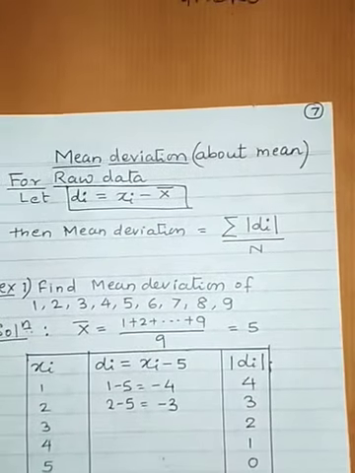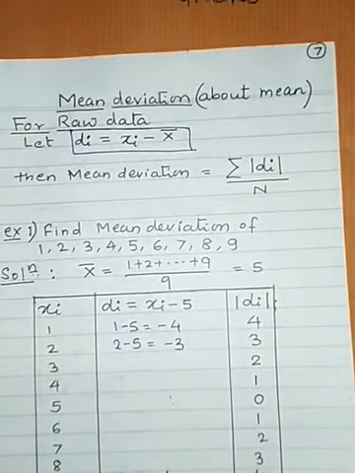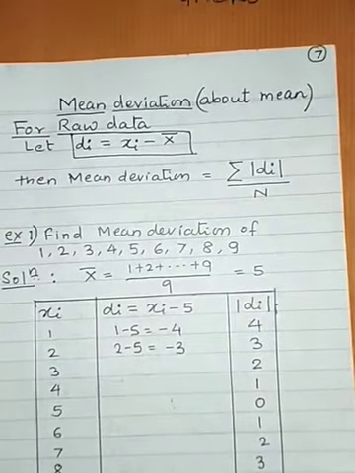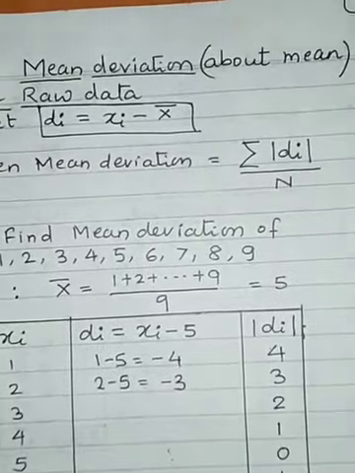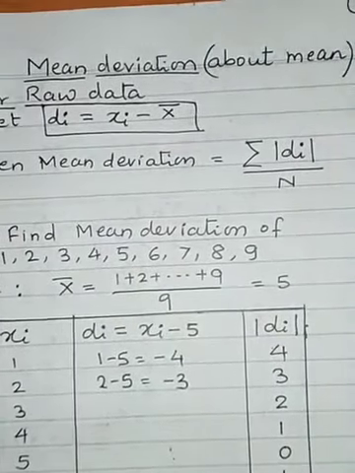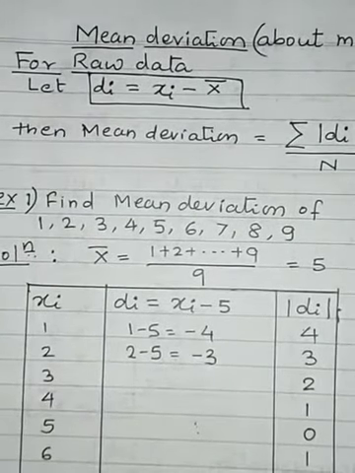So an example: find mean deviation of the numbers 1, 2, 3, 4, 5, 6, 7, 8, 9. What type of data is it? It is raw data. So let us start solving it.